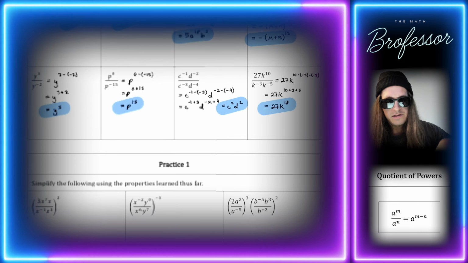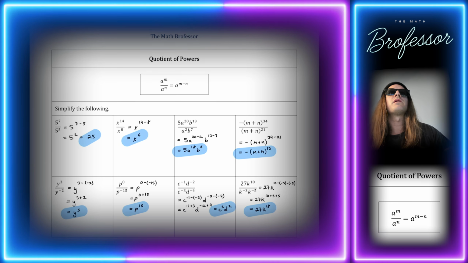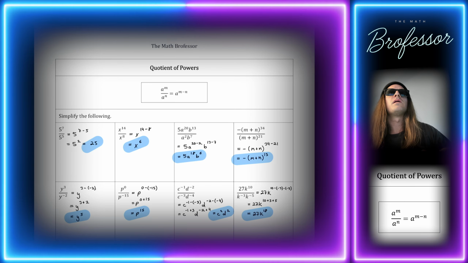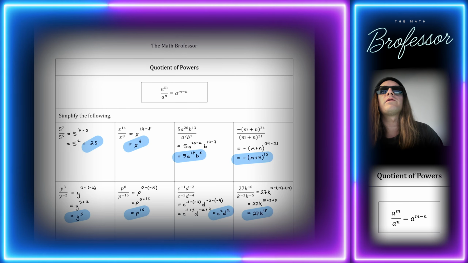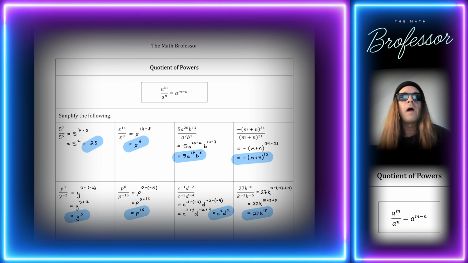Do we have more of these? Nope. That concludes the quotient of powers box. Let's zoom out a little bit. There's all of them right there. Quotient of powers. So yes, even though there were negative exponents in some of these problems, it didn't matter that you don't yet know how to do negative exponents. It worked out with just the quotient of powers property.